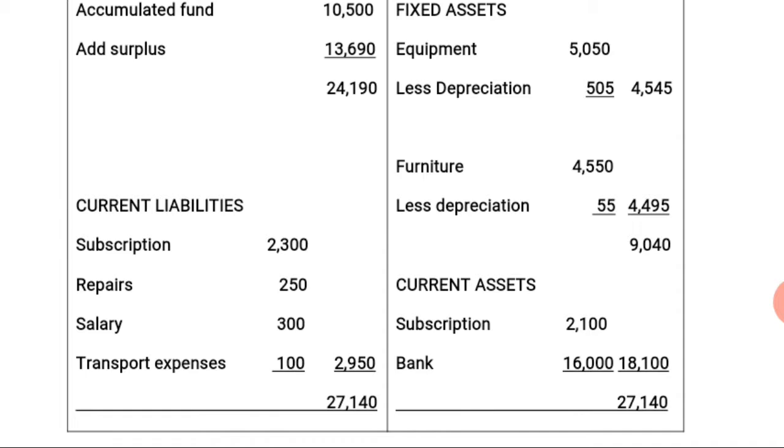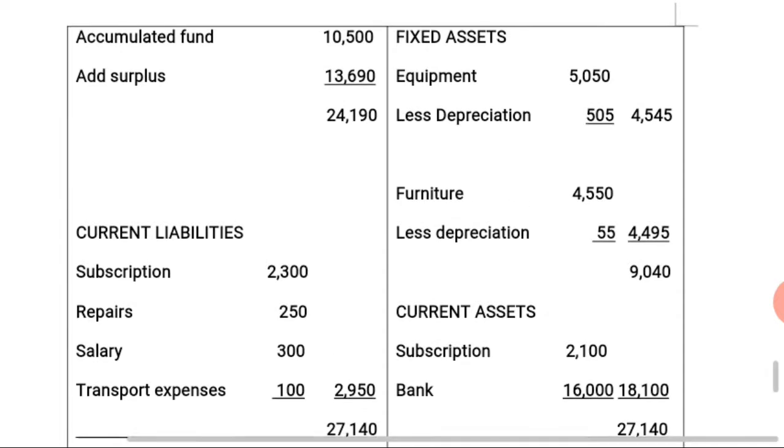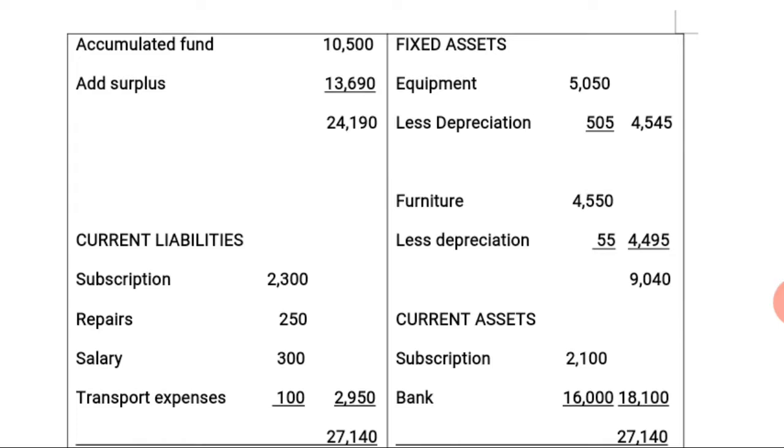Then furniture stood at, we need to remember that during the year we bought sports equipment for 1,800, and the value of the equipment as at the end of 2013 was 3,250. So plus the one bought in the year 2014, which stood at 1,800 naira. That's why the total of equipment stood at 5,050 naira.